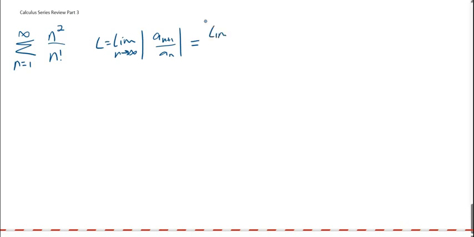This is the limit as n goes to infinity, absolute value. All right, so a sub n plus 1 is going to give me n plus 1 squared over n plus 1 factorial. And then I'm going to copy dot flip, so we're going to multiply by the reciprocal. We went over that a little bit earlier. I'm going to get n factorial over n squared.